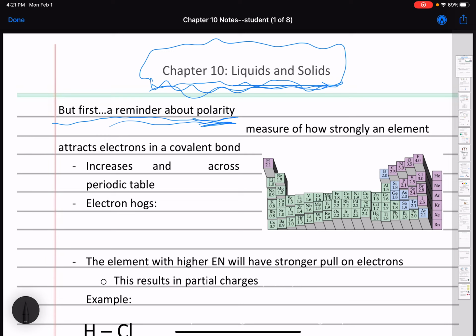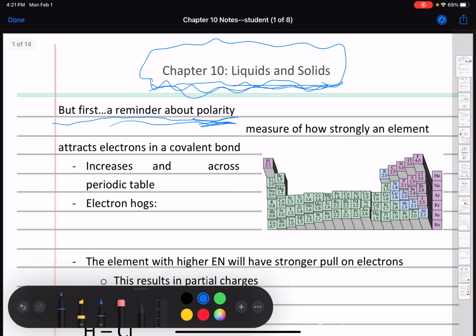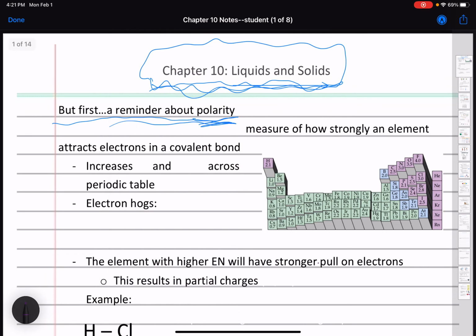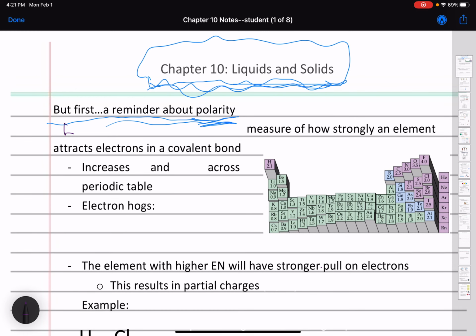All right, so let's see. Let's change up my pen color here. I like purple. We're going to go with purple. All right. So this concept of polarity has everything to do with something called electronegativity. And sometimes, since it's a long word, I just abbreviate it as EN, electronegativity.